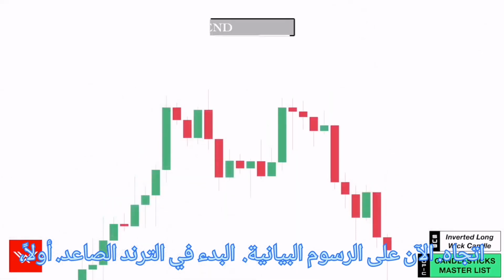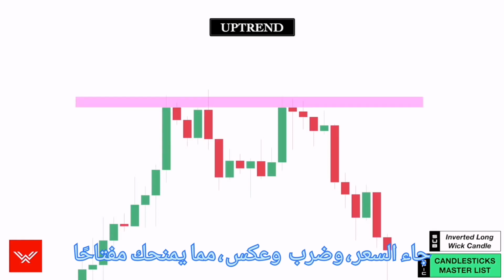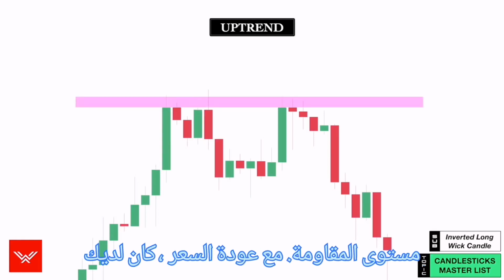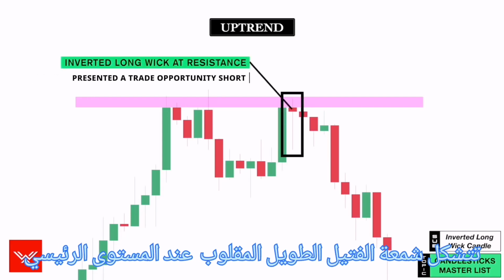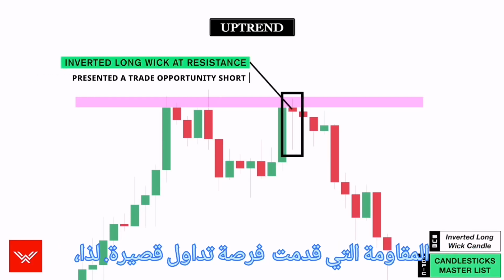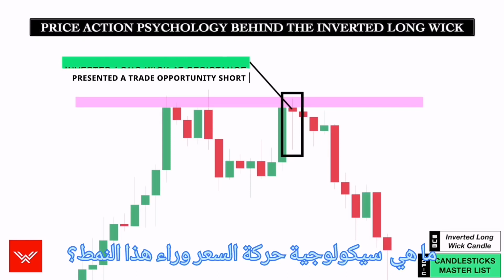Starting in an uptrend. First, price came up, hit and reversed, giving you a key level of resistance. As price came back up, you had the inverted long wick candle form right at the key level of resistance, which presented a trade opportunity short. So what is the price action psychology behind this pattern?